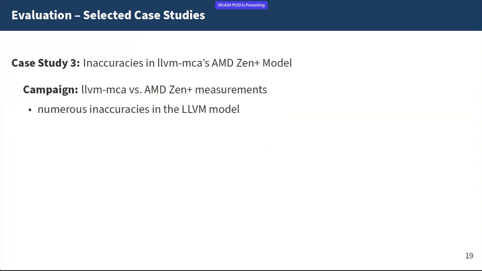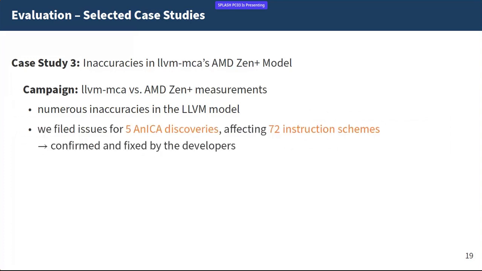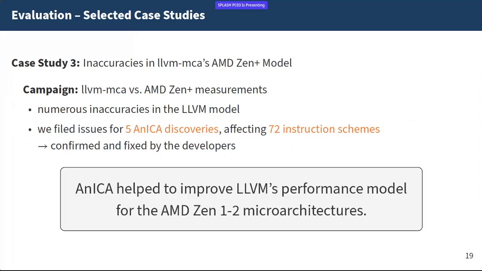The last case study, there we did something slightly different. Here we compared llvm-mca's AMD model, or model for the AMD Zen Plus architecture, with actual measurements on the machine. We found numerous inaccuracies in this model, some of which were previously known and reported, others not so. So in particular, we filed issues for 5 of AnICA's discoveries, affecting 72 instruction schemes, which were then confirmed and fixed by the developers. So here, really, the results of AnICA helped to improve LLVM's performance model for these architectures.